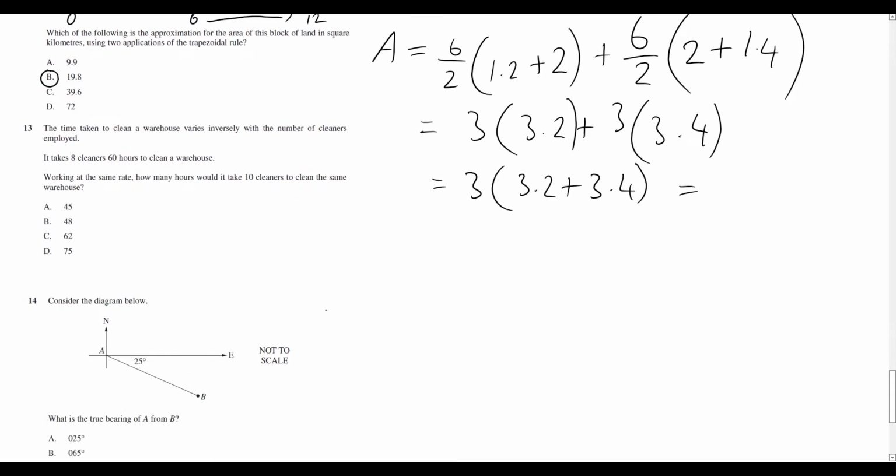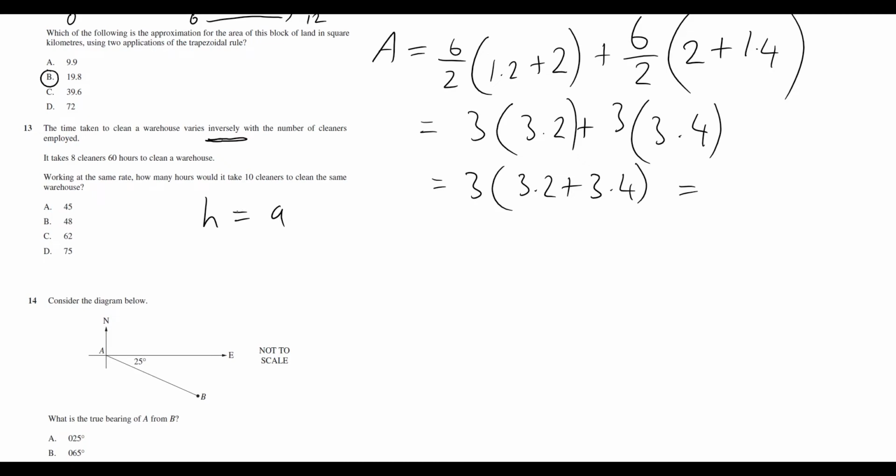Okay, question 13. The time taken to clean a warehouse varies inversely with the number of cleaners employed. So it takes 8 cleaners 60 hours to clean a warehouse. All right, before we even look at the question, let's think about what's going on in this question. So the key here is that it's an inverse relationship. Many people would look at this problem and they would think maybe the time is going to be some sort of relationship to the number of cleaners. And that will give us a completely incorrect answer if we do that.